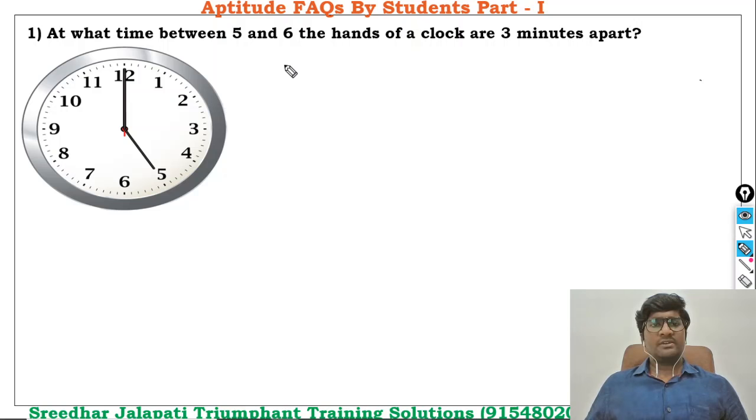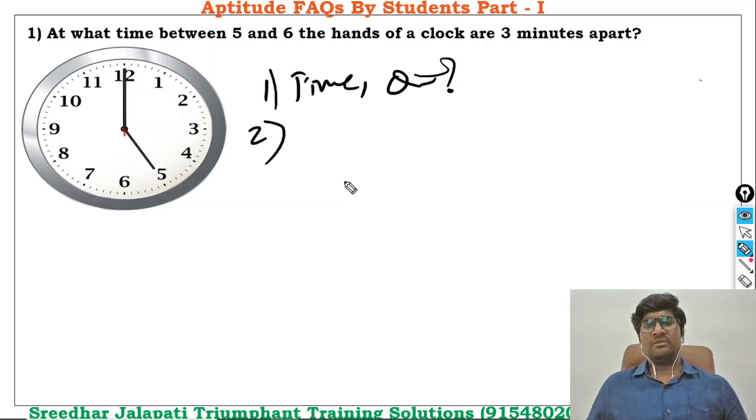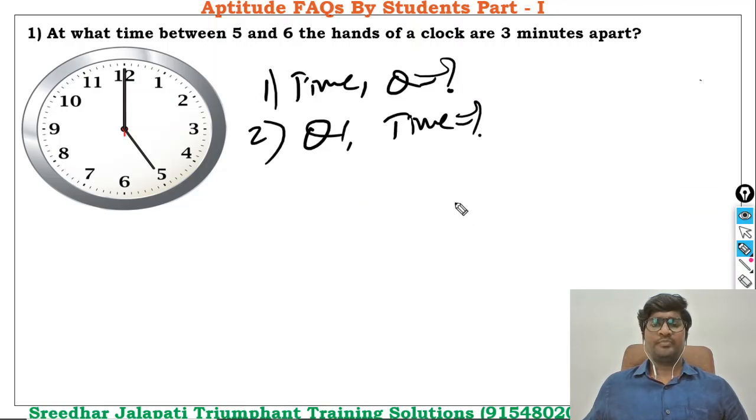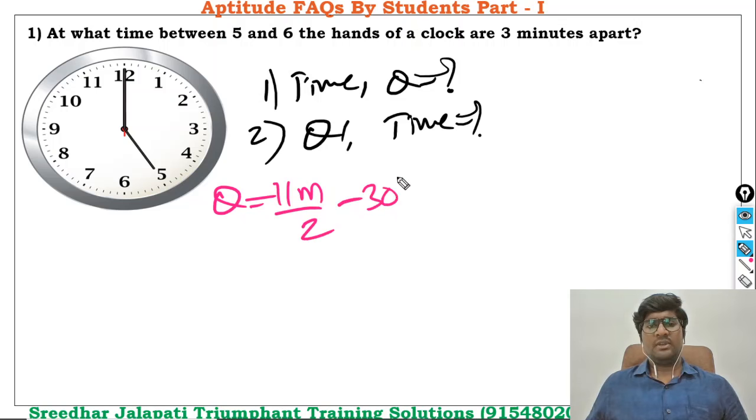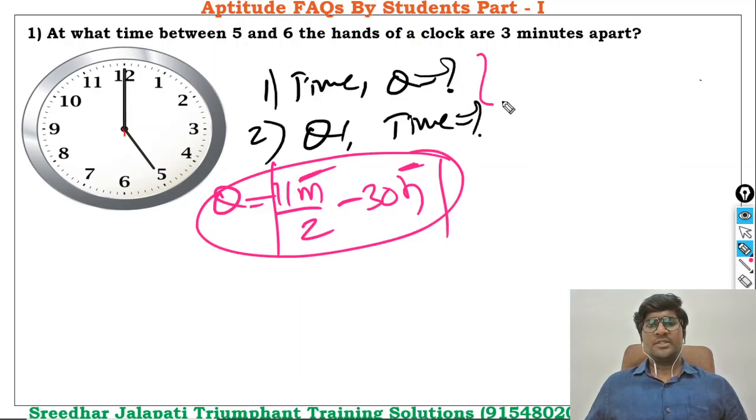So this question is from clocks. Normally we have two major types of questions from clocks. One is when the time is given, how to find the angle between the hands of a clock. The other one, when the angle is given, how to find at what time they make that particular angle. For both the types, we have a popular formula to answer, that is theta is equal to |11m/2 minus 30h|, where m stands for minutes, h stands for hours.